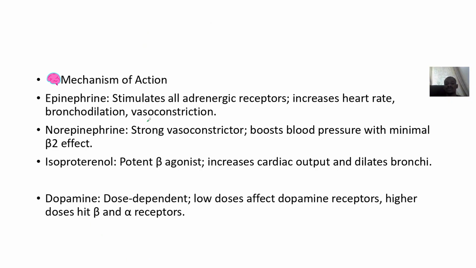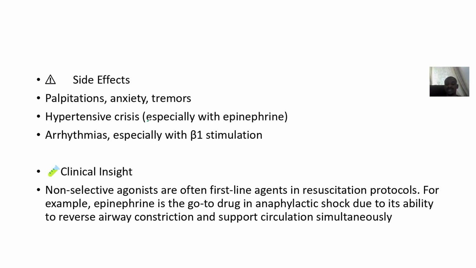With dopamine, low doses affect dopamine receptors, while higher doses depend on the dose, whether it will affect the beta or alpha receptors. The side effects of these drugs are that they can cause palpitations, anxiety, tremor, hypertensive crisis, and irregularities in the beating of the heart.